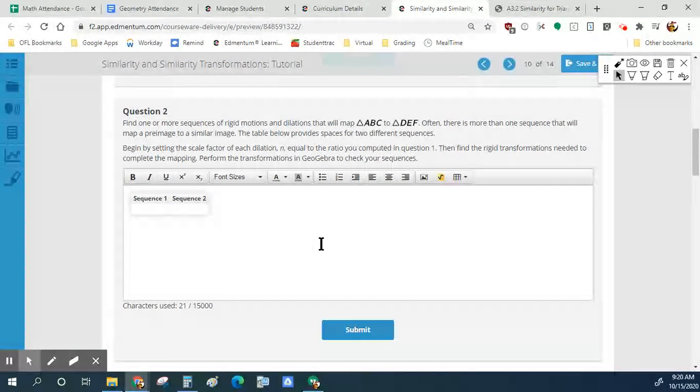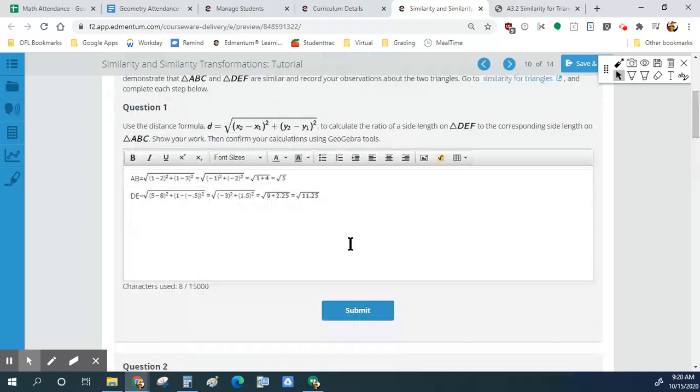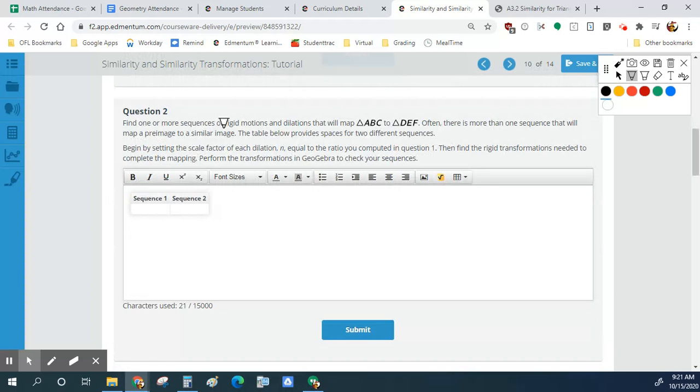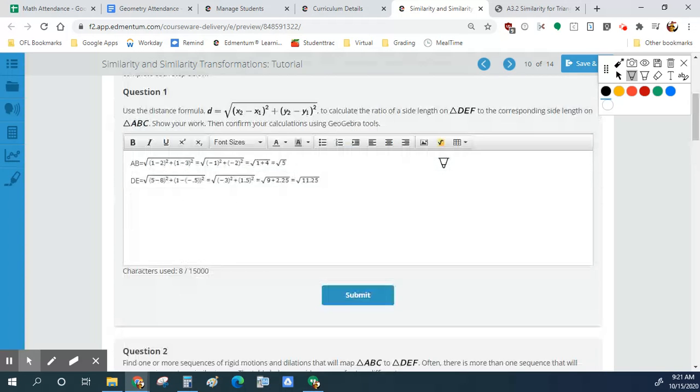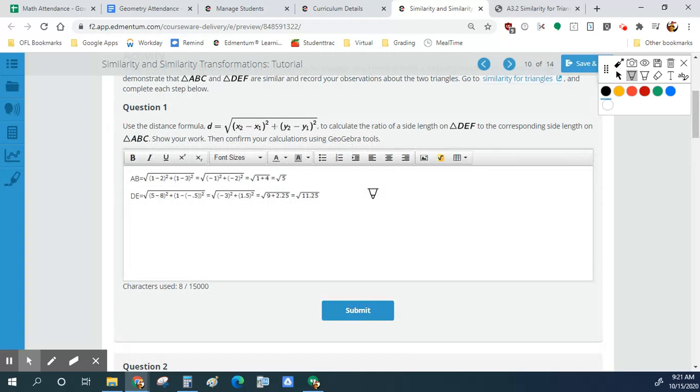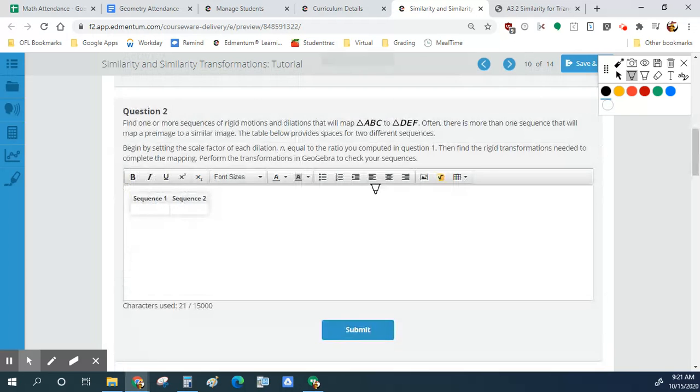All right, so now what we want to do is try to map this out using two methods. The first method is to find the scale factor. If we're doing the scale factor, we want to do new versus old. So what are we mapping? Mapping ABC to EF. So the new one would be this, and the old one is that. So our scale factor is basically the square root of 11.25 divided by the square root of 5. That's going to be our scale factor.